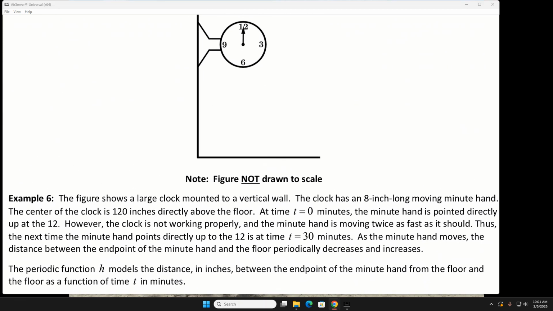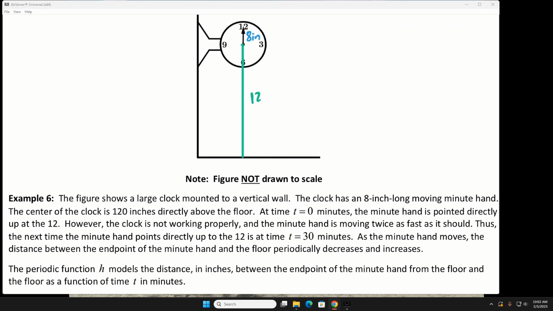For example 6, the figure shows a large clock mounted on a vertical wall. The clock has an 8-inch long moving minute hand. So I'm just going to go ahead and label that, 8 inches. The center of the clock is 120 inches directly above the floor. So from the center to the floor is 120.